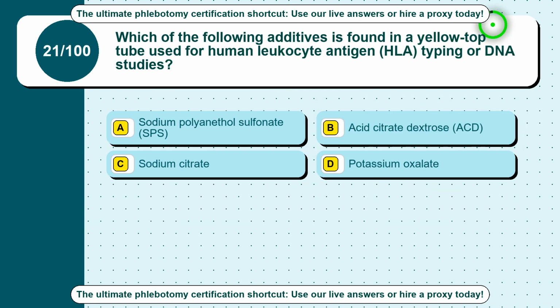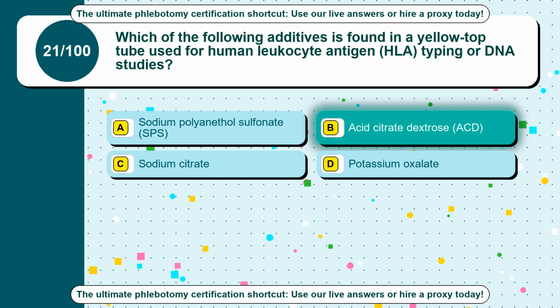Question 21. Which of the following additives is found in a yellow top tube used for human leukocyte antigen, HLA, typing or DNA studies? Option A, sodium polyanethol sulfonate, SPS. Option B, acid citrate dextrose, ACD. Option C, sodium citrate. Option D, potassium oxalate. The correct answer is option B, acid citrate dextrose, ACD.